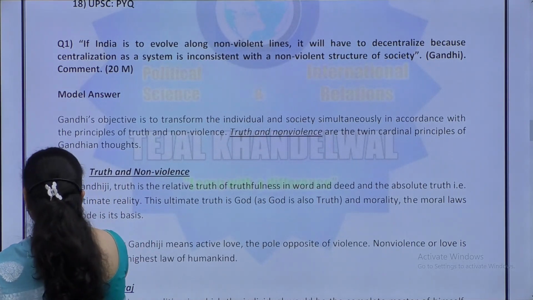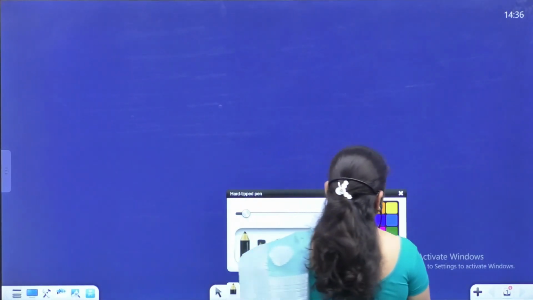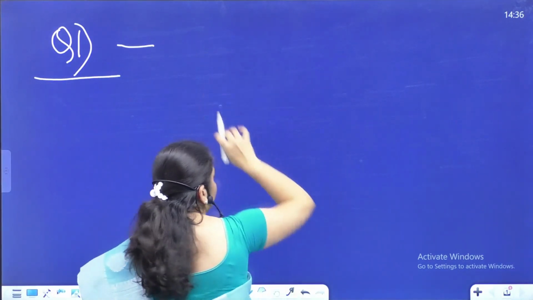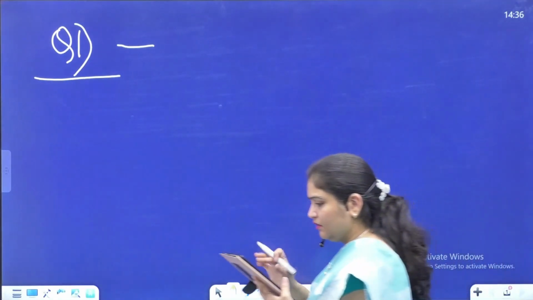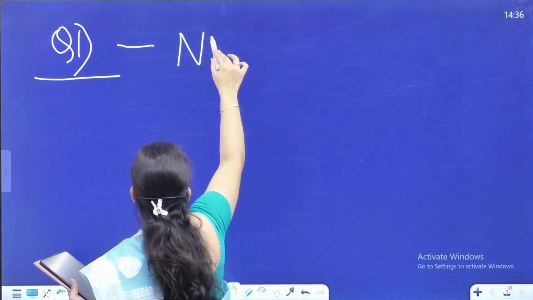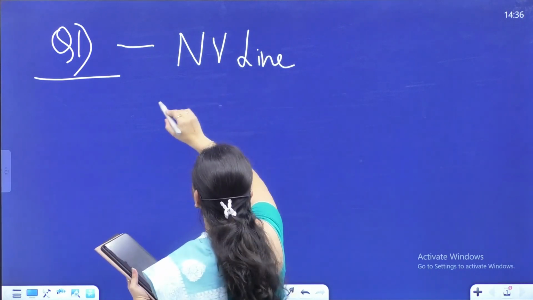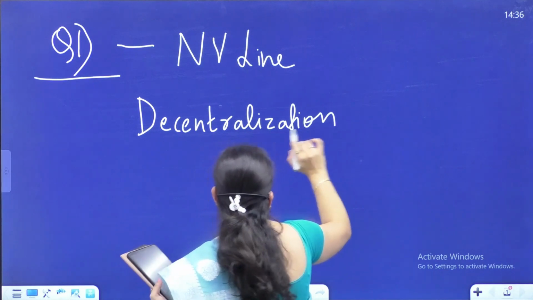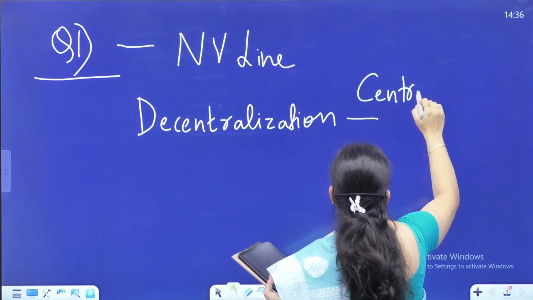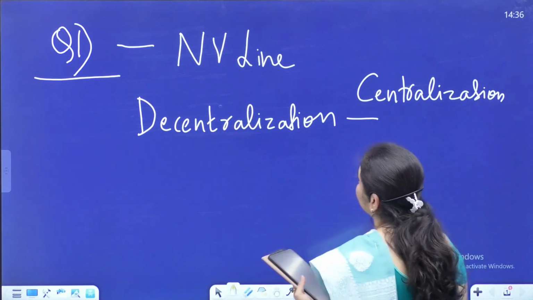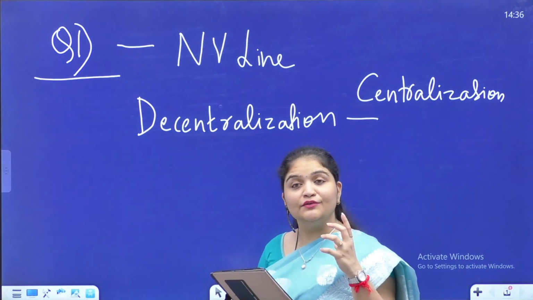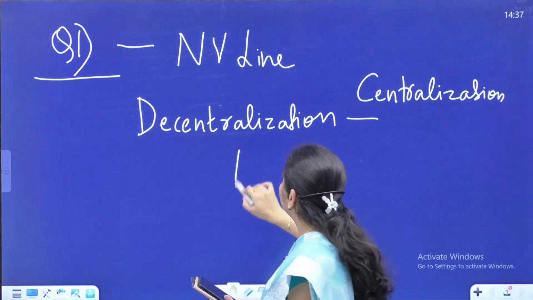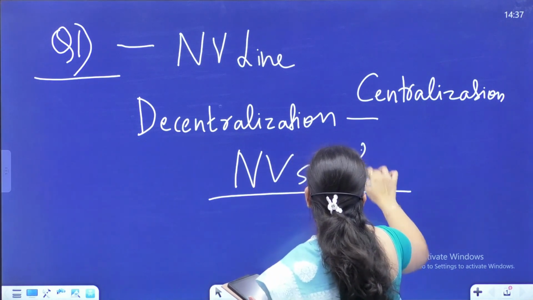So the question is reading, if India is to evolve along non-violent lines, it will have to do what? Decentralization, right? Because there is a problem with the idea of centralization. I'll show you how to link components to find out what the underlying idea is. In such questions we know whether you have understood the thinker very well or not. Because centralization is inconsistent with what structure? Non-violent structure of society.